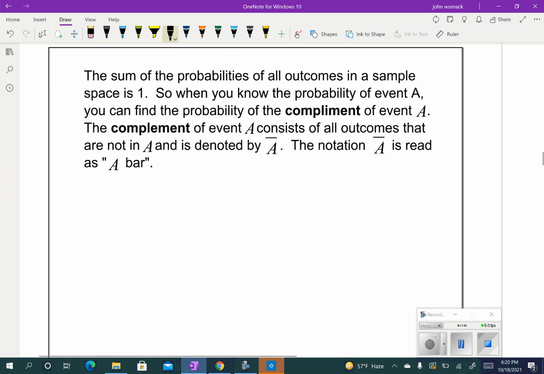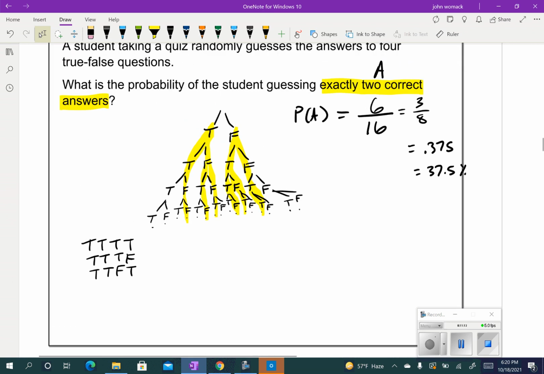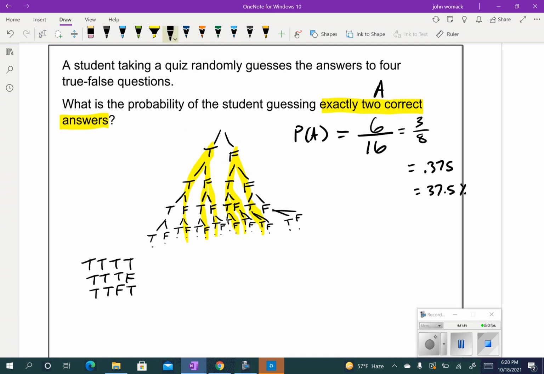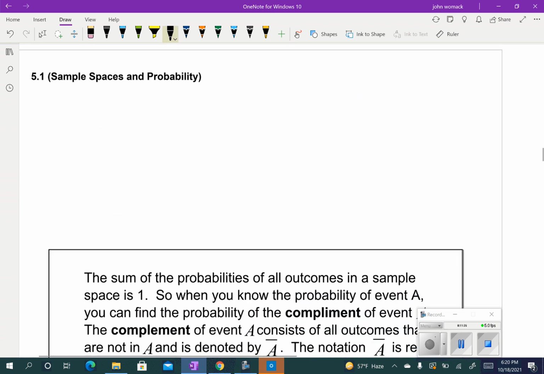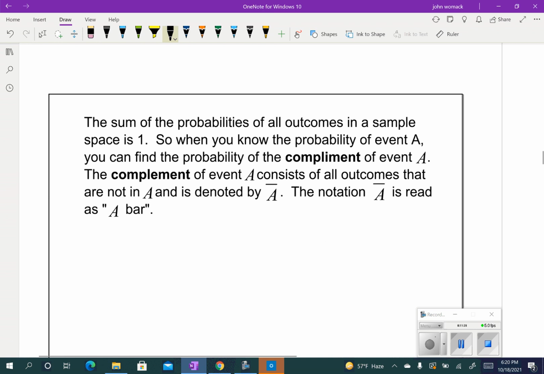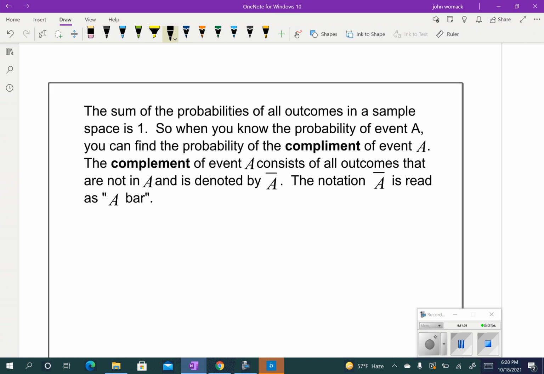All right, so here's just a little more definitions here for you. It says the sum of probabilities of all outcomes in a sample space is 1. What that's basically saying is if I find the sum of all the probabilities, what's the probability of getting exactly 2 correct answers, or what's the probability of getting something else? If I add those all up, it has to add up to be 1 because all the answers have to be included in there.